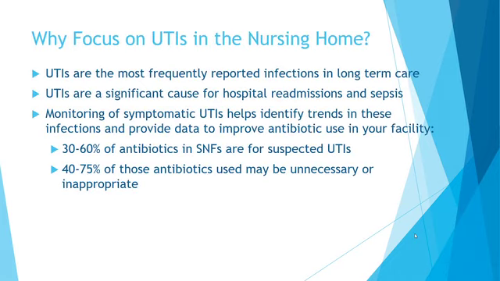So why should we focus on UTIs in the nursing home? UTIs are the most frequently reported infections in long-term care, and they are a significant cause for rehospitalization and sepsis. Monitoring of symptomatic UTIs helps identify trends in these infections and provide data to improve antibiotic use in our facility. About 30 to 60% of antibiotics in skilled nursing facilities are for suspected UTIs, and about 40 to 75% of those antibiotics used may be unnecessary or inappropriate.